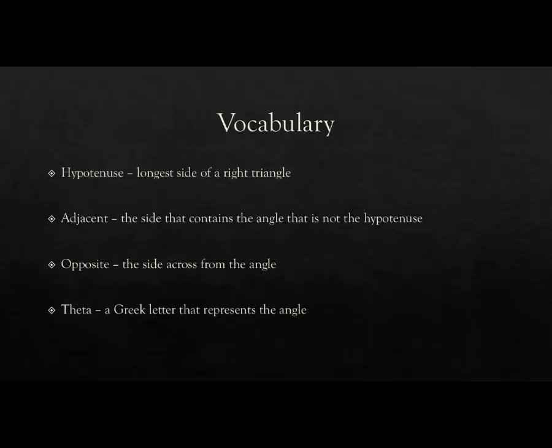Now, we need to refresh ourselves with vocabulary of the triangle. So the hypotenuse is the longest side of a right triangle. It's the side across from the 90-degree angle. The adjacent side is the side that contains the angle that is not the hypotenuse. And the opposite side is the side across from the angle.